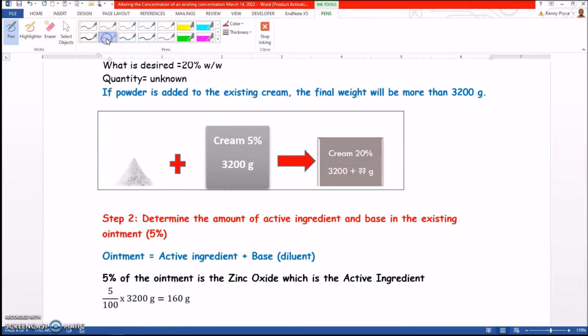This diagram is just showing us what's really happening. This is the zinc oxide powder. We don't know how much we're going to add. We want to add it to the existing cream, 5%, 3,200, and we're going to get a cream that has a concentration of 20% and is going to contain 3,200 grams of the existing 5% cream plus a certain amount of zinc oxide. That's what is going to happen.